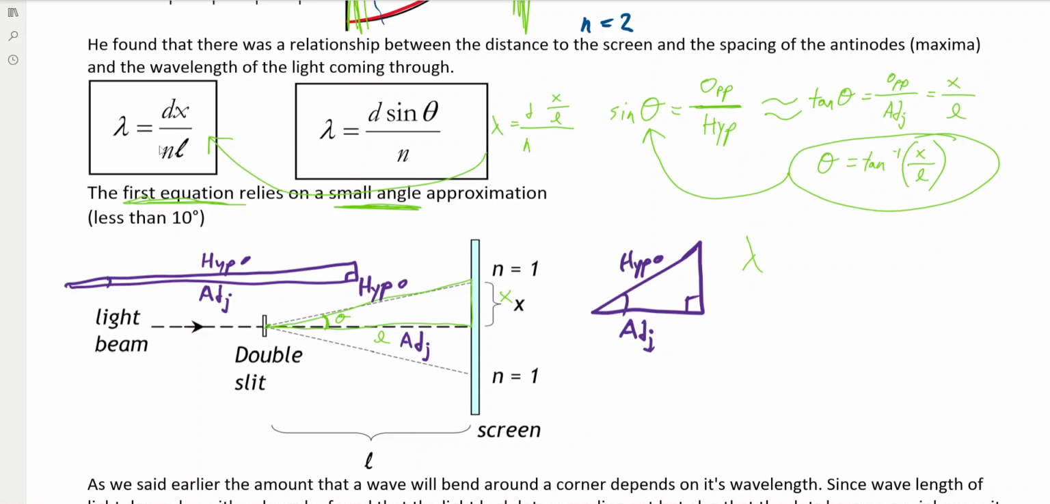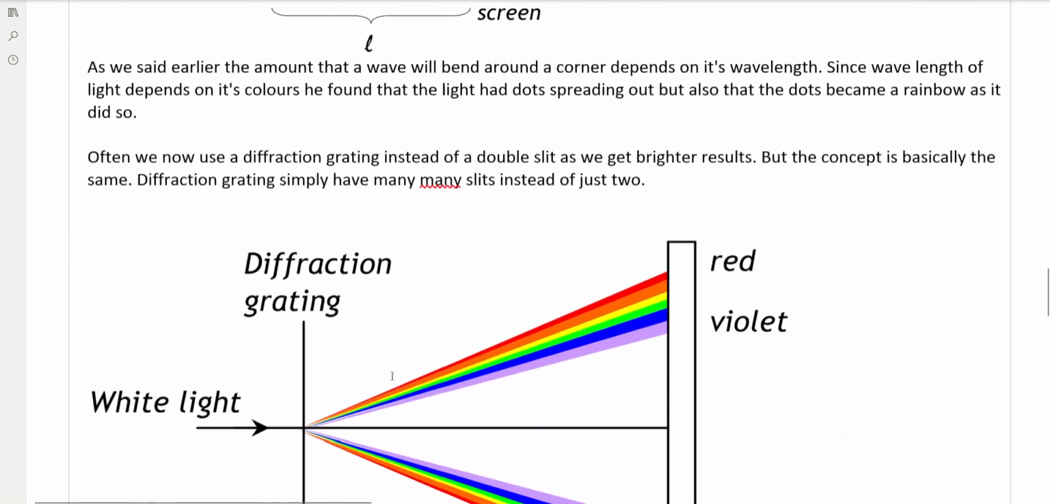So let's write that out. Lambda equals d over n, and sine of theta, but theta we don't know. We know tan negative 1 of x over L. That is theta. And that's the proper calculation. If it's a small angle, sine and tan negative 1 would cancel with each other. They're basically the same. But if it's anything bigger than 10 degrees, you really need to do this properly. So those are the equations.